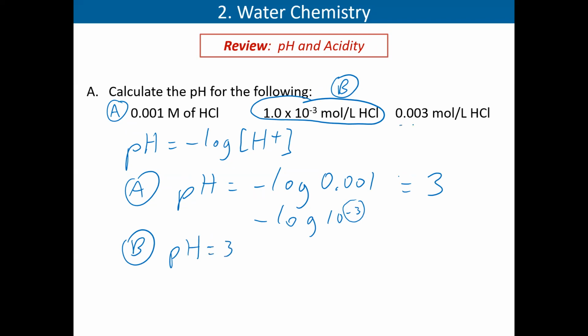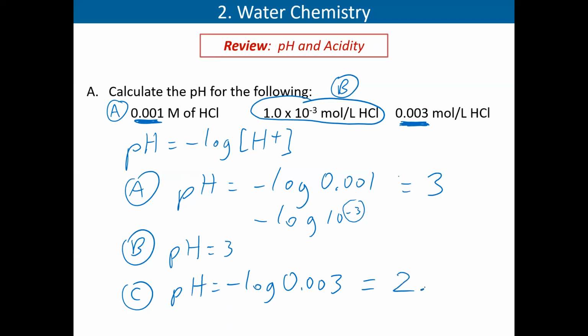Now this one here, I wanted to show you this is a little bit different. You can see we have 0.003. So that is actually going to give us a different number because we're looking at the exponent. This one I can't do in my head. I have to throw it into my calculator. I know it's going to be close to 3 because it has basically 3 decimal places over. And when I punch that into my calculator, I get 2.5.